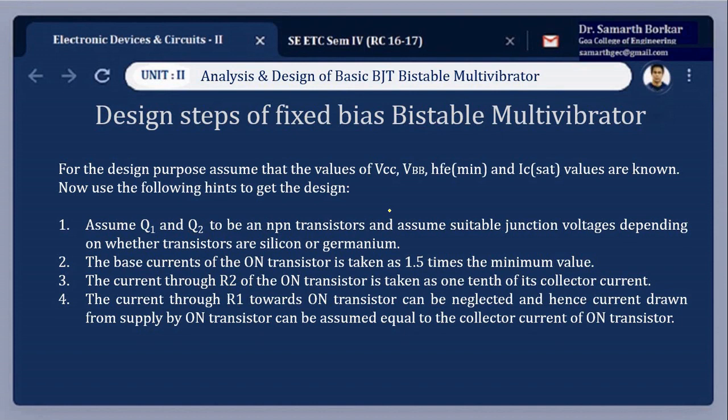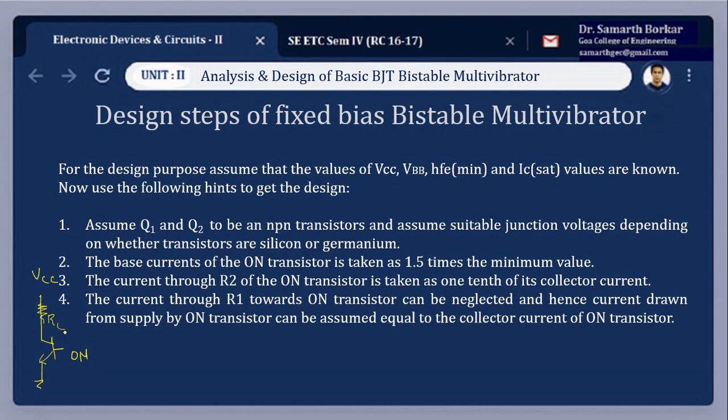Now let us try to understand the design steps of fixed bias bistable multivibrator. Under saturation condition, meaning when the transistor is on, the collector current IC is maximum. Hence, for example, if I am applying VCC and this transistor is on, a large amount of current is going to pass through this circuit. So we have to place a resistor RC here, which must be chosen in such a way that the value of current IC will not exceed the maximum permissible value of the collector current for the transistor.